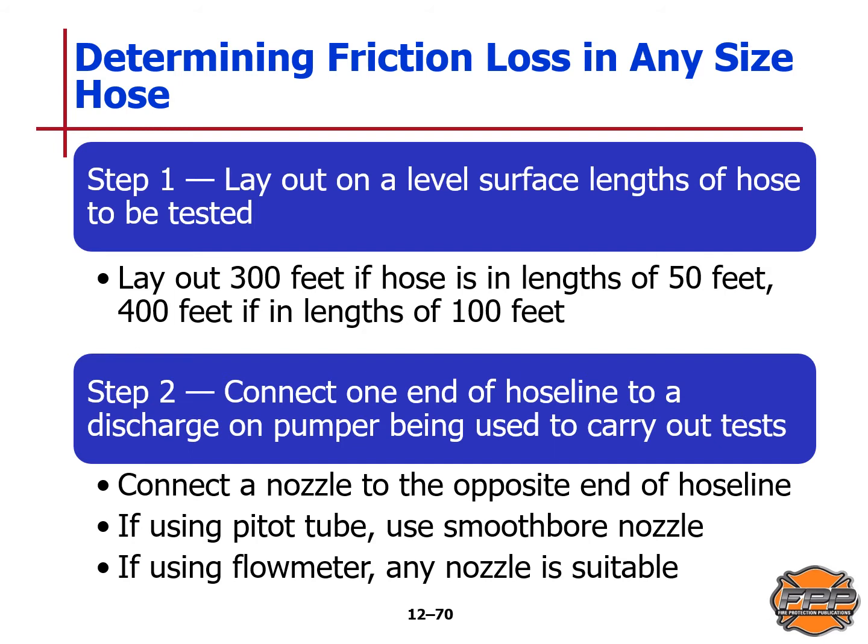Step 2 is to connect one end of the hose line to a discharge on a pumper being used to carry out the test. Connect a nozzle to the opposite end of the hose line. If using a pitot tube, use a smooth bore nozzle. If using a flow meter, any nozzle is suitable.